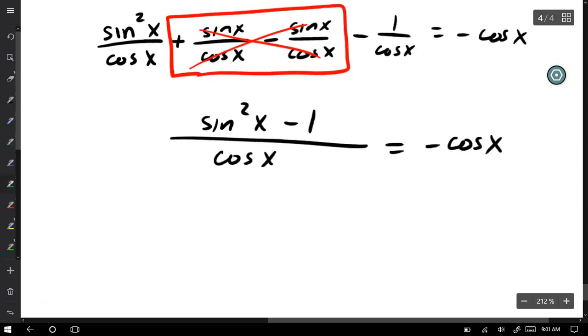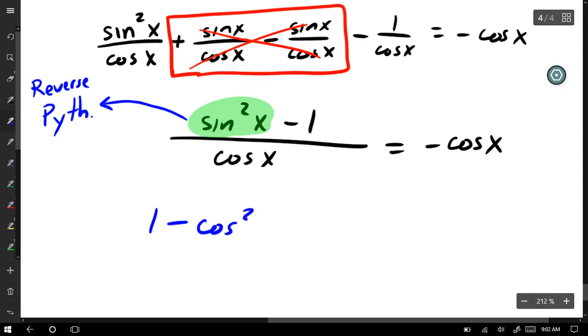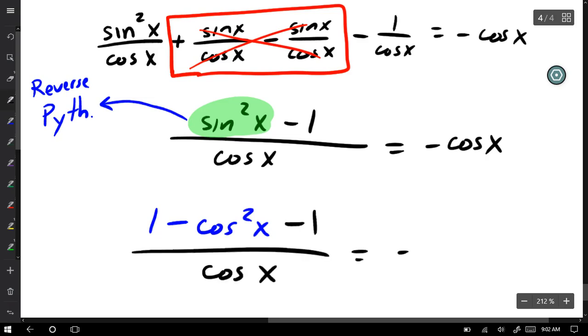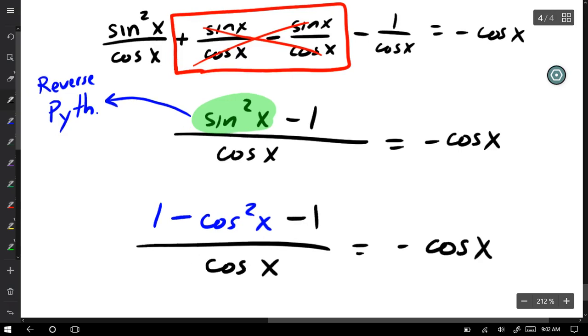Again, I want cosines. And unfortunately, I have a sine squared. So when that happens, my mind goes to the reverse of a Pythagorean identity. Can I change sine squareds into cosine squareds? And I can. Sine squared is 1 minus cosine squared of x. And I have the minus 1 over cosine of x equals negative cosine of x.